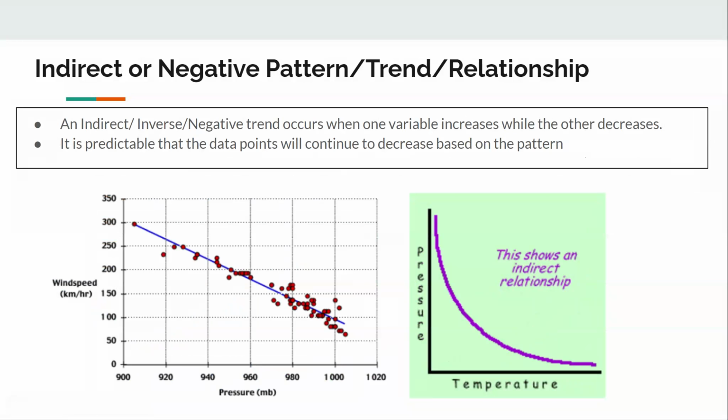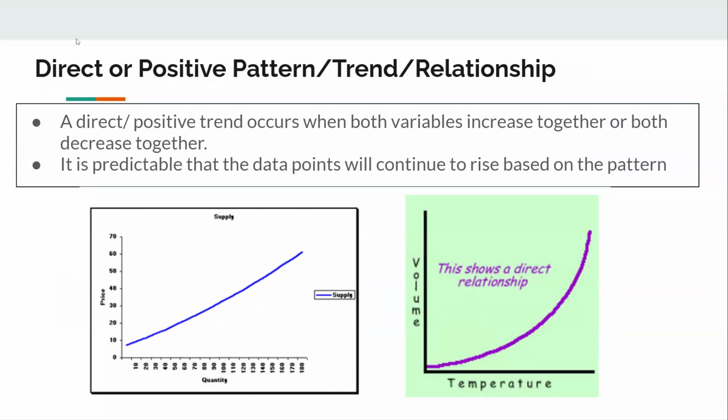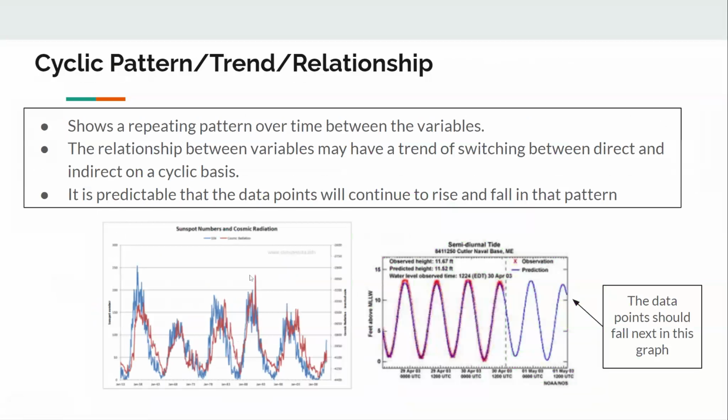Next is the indirect relationship or negative relationships. An indirect relationship happens when one variable increases, the other is decreasing, or when one is decreasing, the other is increasing. So they're doing the opposite thing. For instance, if you look over here, as my pressure is increasing towards 1000, I can see that my wind speed is actually lower. And when my pressure is lower or decreasing, I can see that my wind speed is actually higher. This tells me they have an indirect or negative relationship, and negative or indirect relationships normally have a downward line. You can see that positive or direct relationships usually have an upward line.